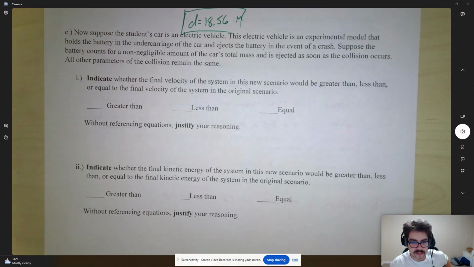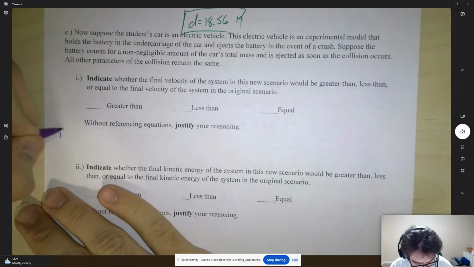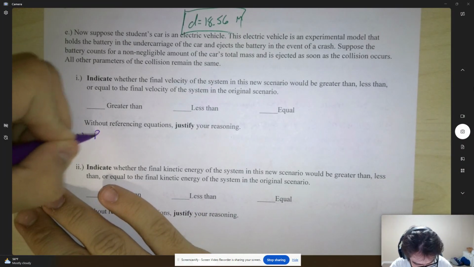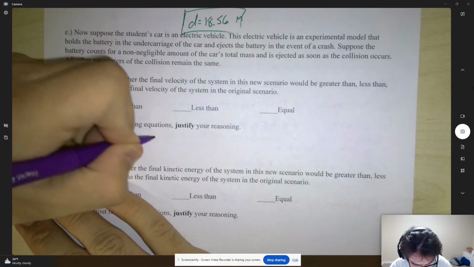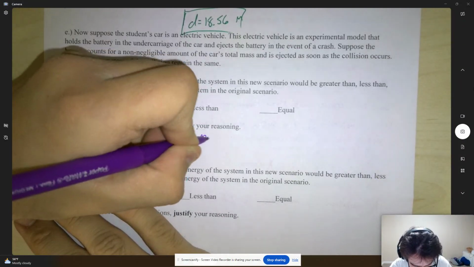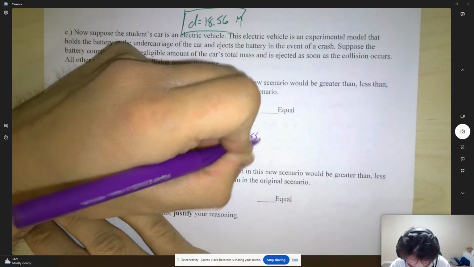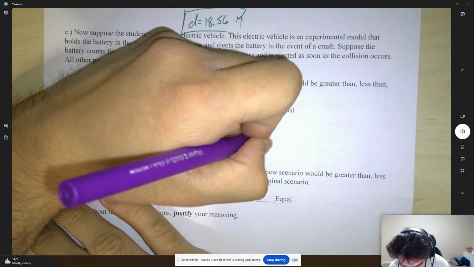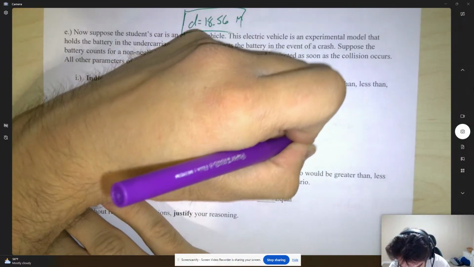Indicate whether the final velocity of the system in this new scenario would be greater than, less than, or equal to the final velocity of the system in the original scenario. Okay? So first off, I say that it should be greater than, because entering the collision, the initial momentum is the same, right? So I'm going to say initial momentum is the same; if final mass is less, then final velocity has to be greater.